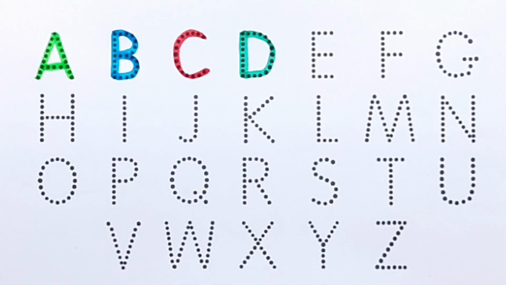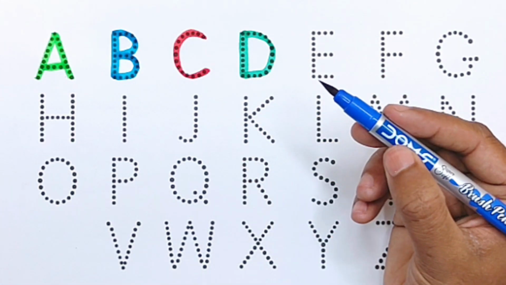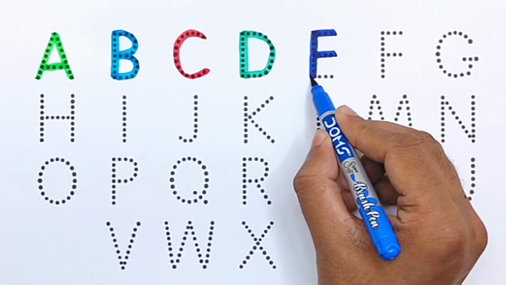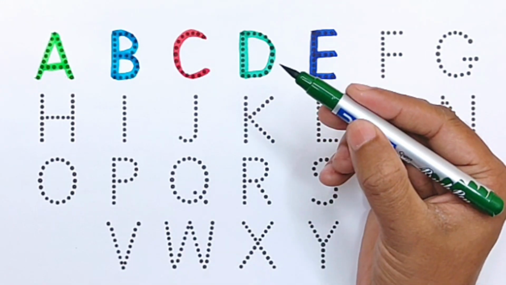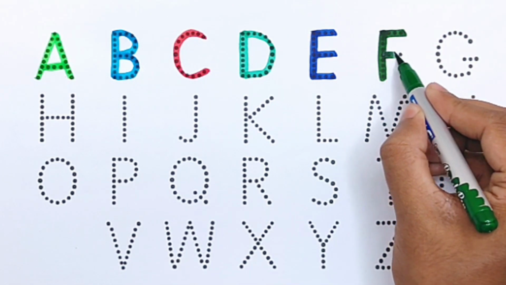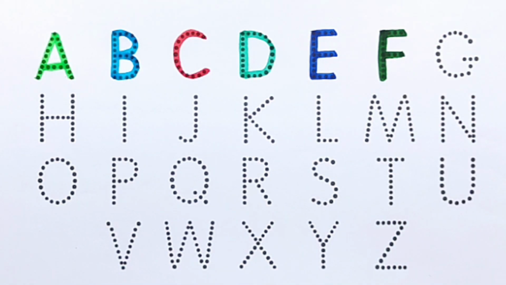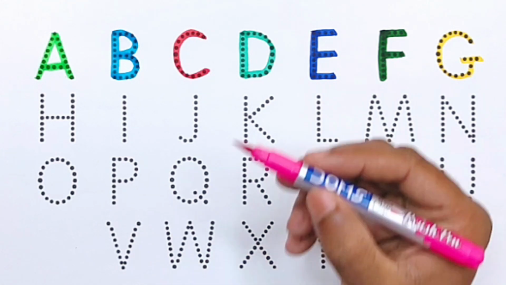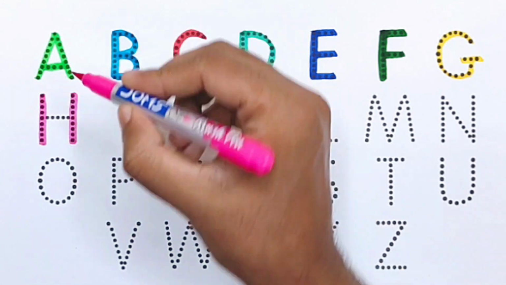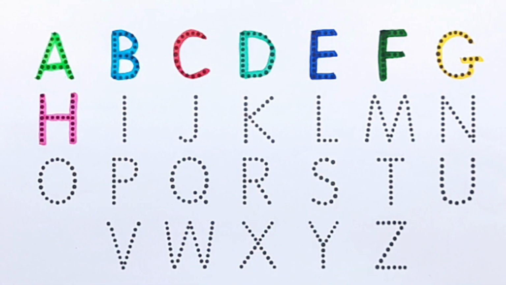for dog. Yellow color. E for egg. Green color. F for fish. Yellow color. G for grapes. Pink color. H for hand.